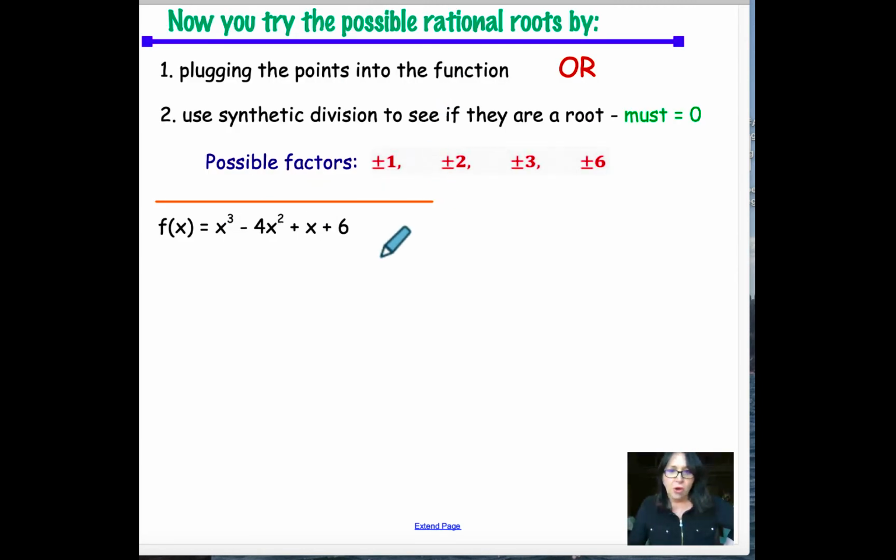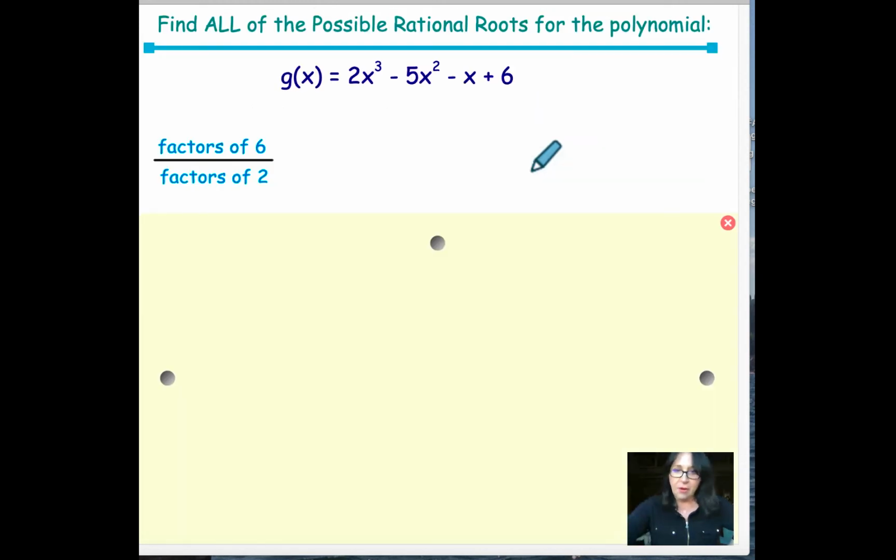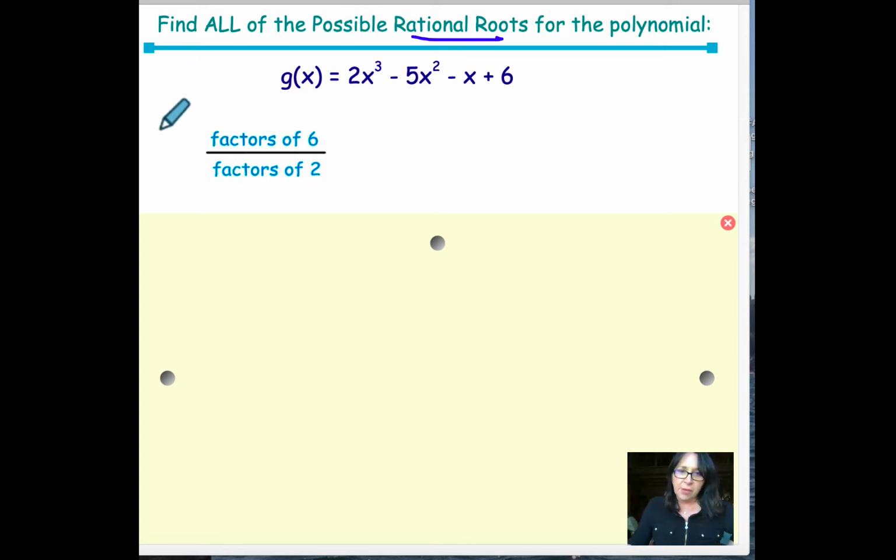Okay. So we just did this. Check. All right. Find all the possible rational roots for the polynomial. So this is a different problem. I'm only asking you for the rational roots. I'm not asking you to solve. So remember to find this, you're going to take the factors of 6, and it's going to be P of x over Q of x. The factors of 6 are going to be plus or minus 1, plus or minus 2, plus or minus 3, and plus or minus 6.